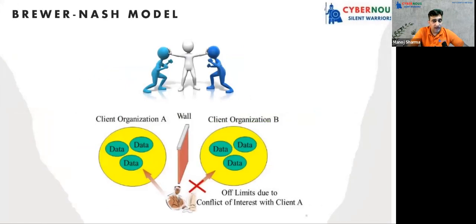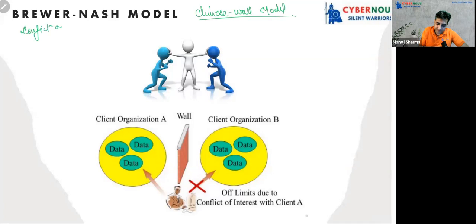The next model is the Brewer-Nash model, right? And that's actually a very interesting model. We also call it the Chinese wall model, right? For this particular model, one keyword you should never forget is conflict of interest. What does this conflict of interest mean?